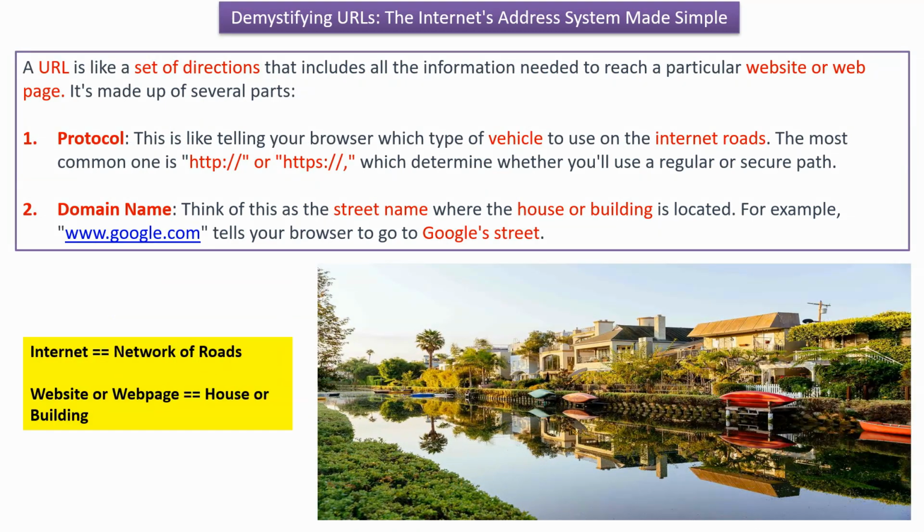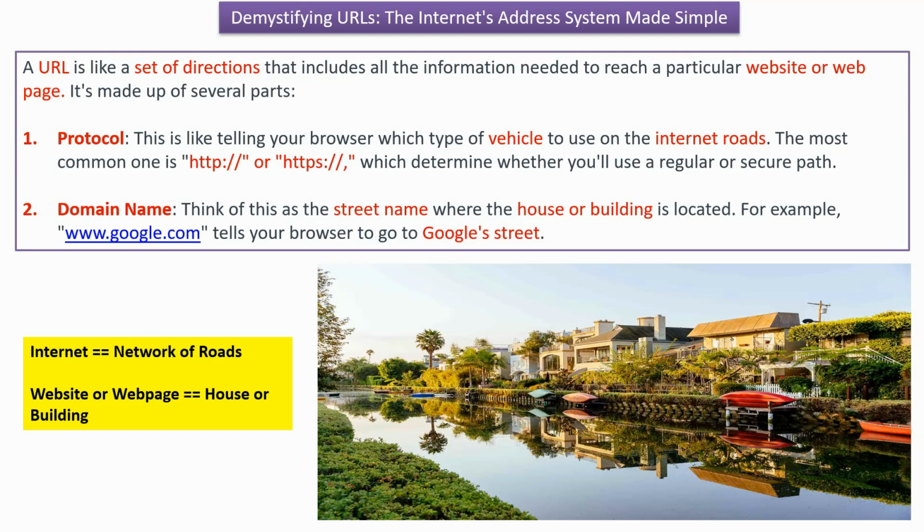The first one is protocol. This is like telling your web browser which type of vehicle to use on the internet roads. The most common one is HTTP protocol or HTTPS protocol, which determine whether you will use a regular path or a secure path. Regular path meaning HTTP protocol, secure path meaning HTTPS protocol.